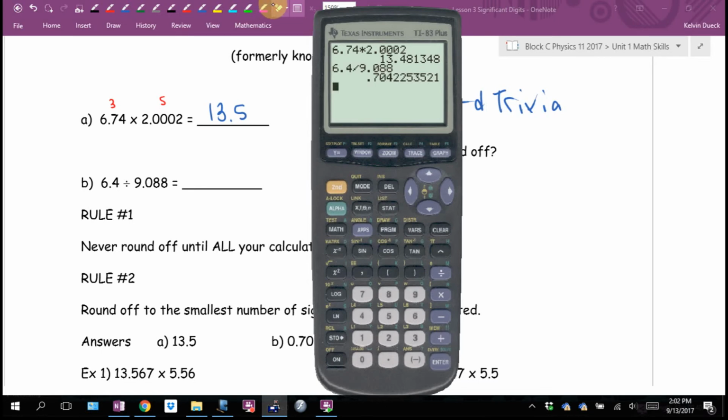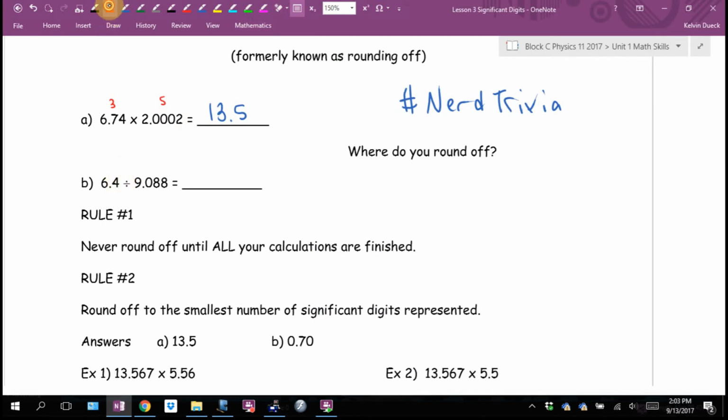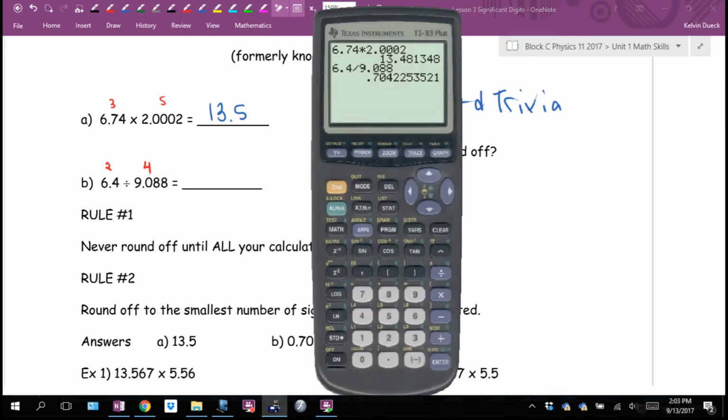Cole, my friend. 6.4. How many sig figs? Write a little tiny 2 right there. 9.088. How many sig figs? What's the smallest number that we've just written? I'm going to go to 2 sig figs. The little chant I do to myself: 2 sig figs, 4 sig figs, I'm going to round to 2 sig figs, the smallest number. So it's going to look like this.